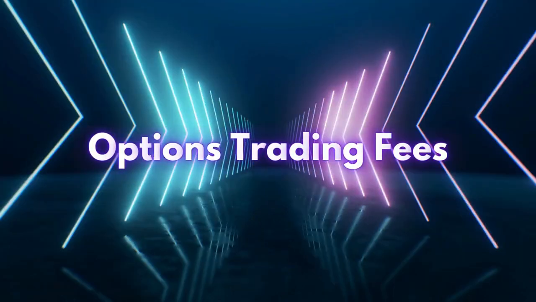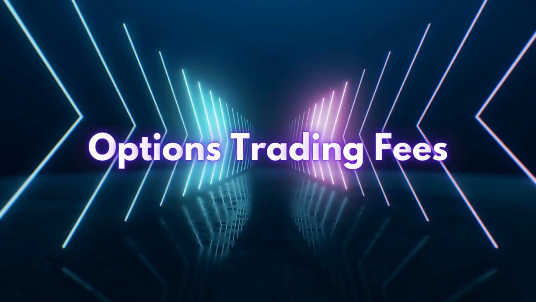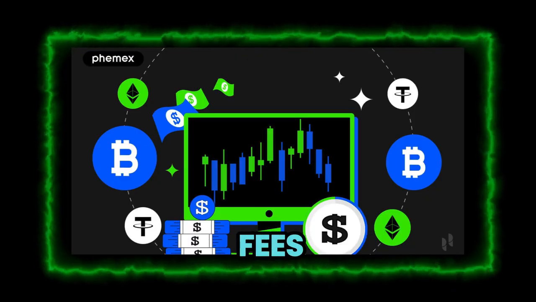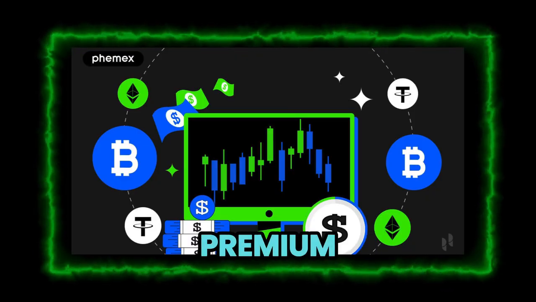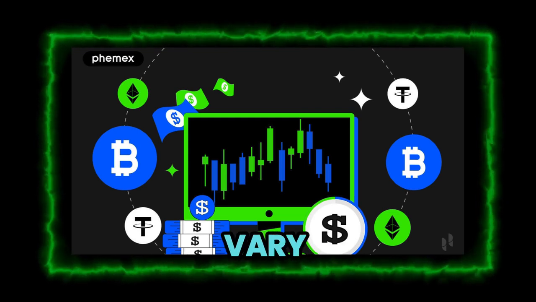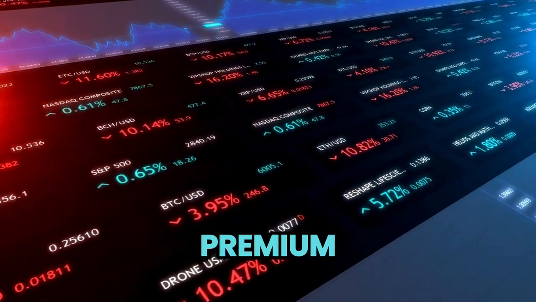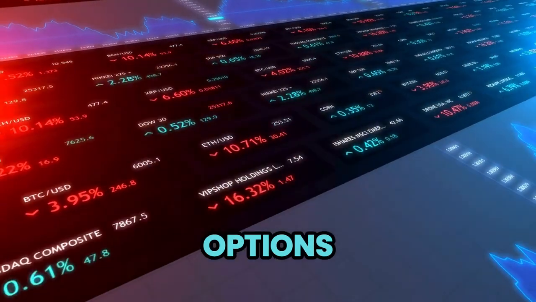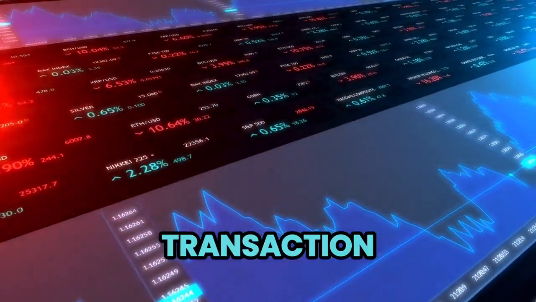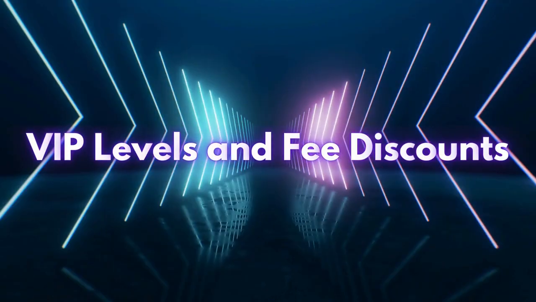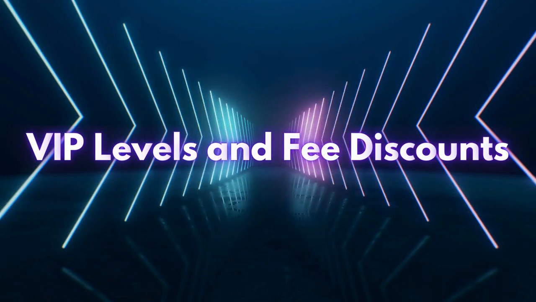Phemex also offers options trading. The fee structure for options is as follows. 1. Transaction fees. The fees are based on the premium of the options contract and can vary depending on the specific contract. For example, if the premium is 0.02 BTC for an options contract, the transaction fee would be a percentage of this premium.